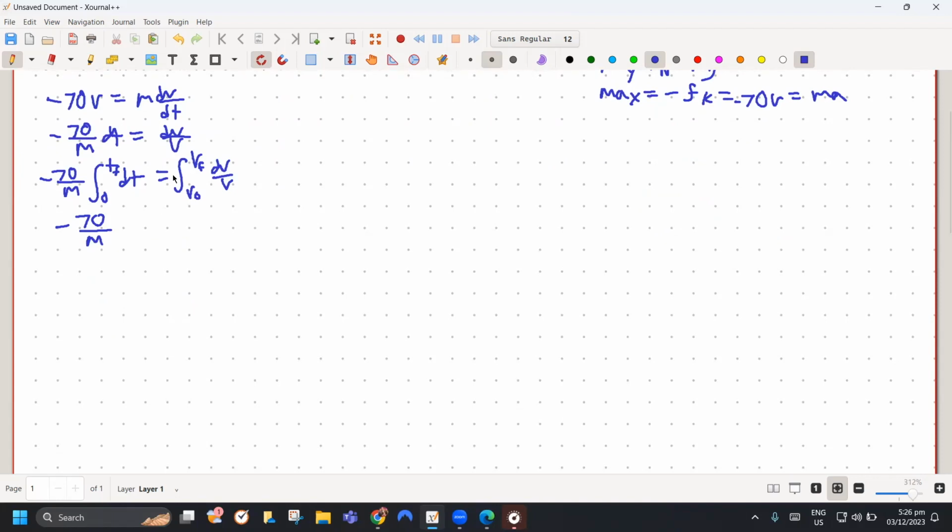Yung anong integral ba ng t, ito siya yung 1 over v. Hindi, tama yung right hand side. Pero ano nangyari sa left? Bakit negative 70 over M lang?